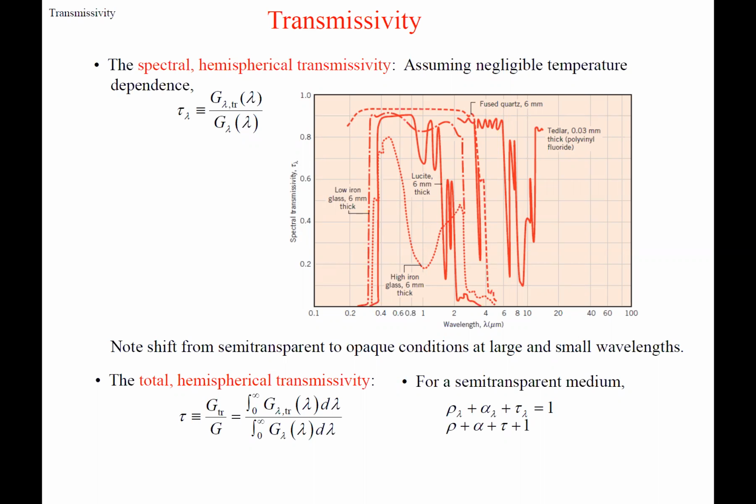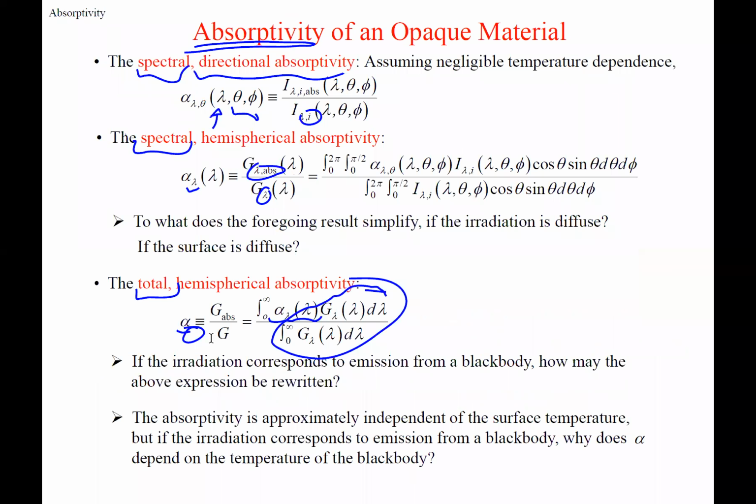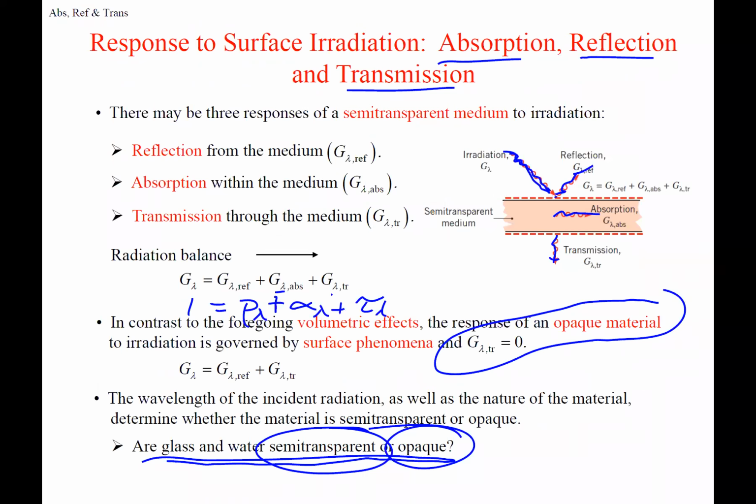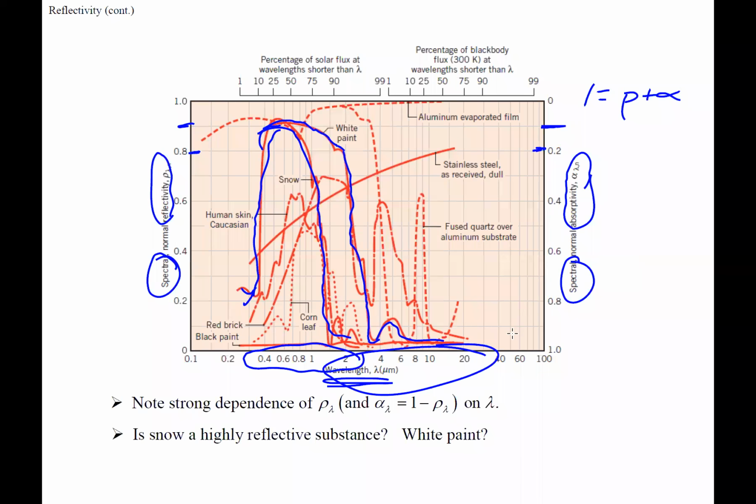So we have this equation, which is the spectral absorptivity, right? So we have wavelengths, and then we have that question: are glass and water semi-transparent or opaque? Well, let's take a look.